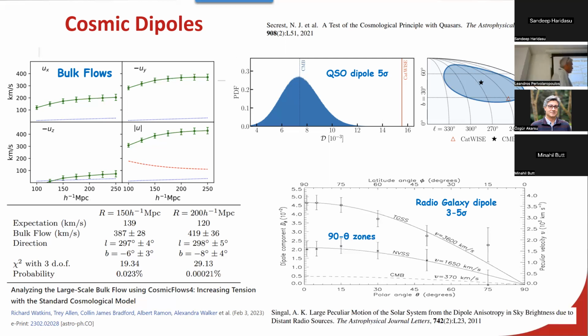Also, we have the radio dipole, which is the same effect as the QSO, but plotted for the radio galaxies, which are also at high redshifts. And you see here, this is the expected value from our CMB velocity. These are based on two different surveys. This is a theta equal to 0 measurement, which takes the whole sky.